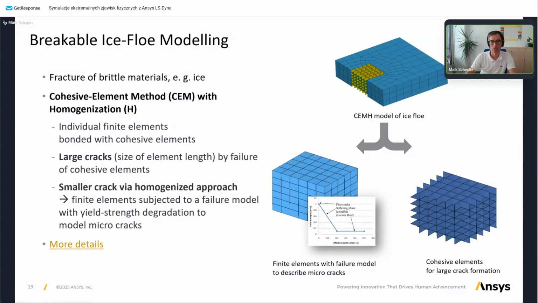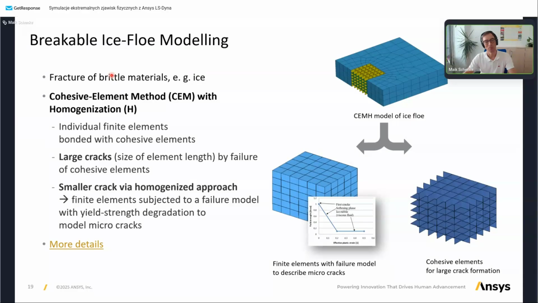So you have so-called macro cracks, which are the big ones, driven by the element length. Basically, the failure criterion of the element edge, in between pieces of elements, gives you the large cracks. To represent the small cracks happening inside of an element, which are usually micro cracks, you degrade the stiffness of the material. That means you combine what we call the cohesive element method with homogenization. So this is where the name comes from.